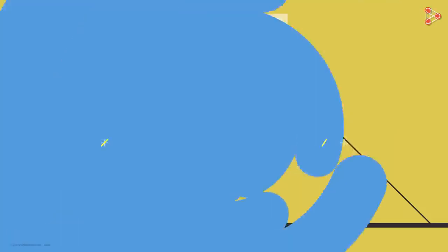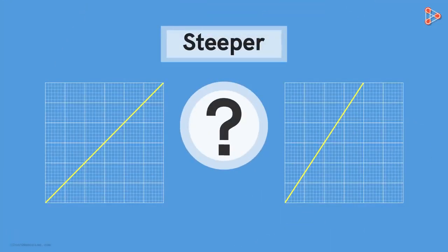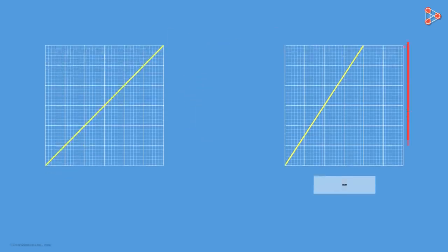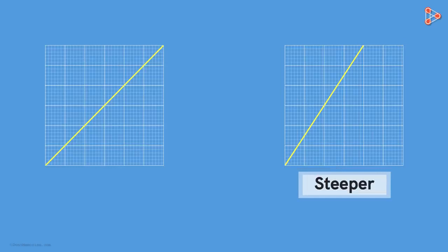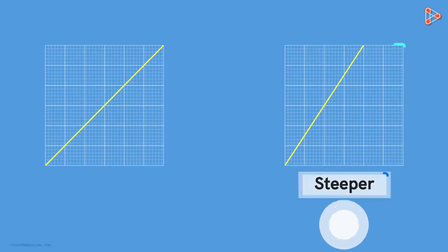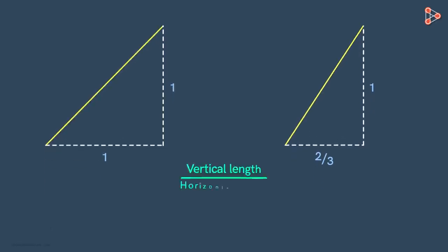For example, consider these two straight lines. Which one is steeper? Here the difference is subtle, but we can see that it's the second one. But can you think of a way to concretely prove that the second one is steeper? One simple way is to draw the horizontal and vertical lines like this, measure their lengths, and find the ratio of the vertical length to the horizontal length.